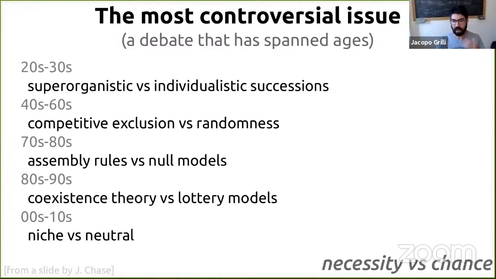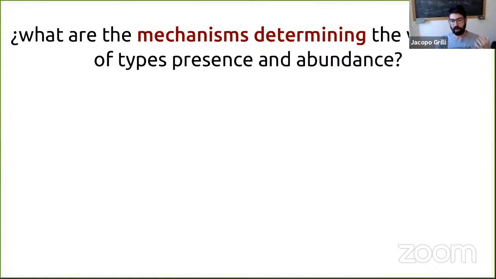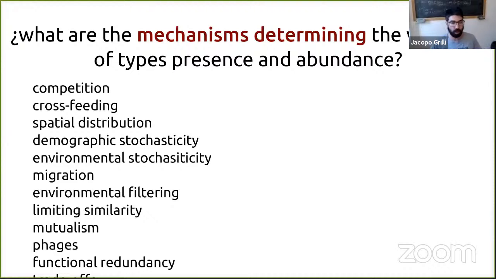So as I said, I will not touch this question directly. The question I will try to attack is mostly about variation of species, and is related to what are the mechanisms that determine the variation of species presence and abundance. And in the microbial, but also in the non-microbial world, you can name many, many different ecological forces that for sure have an effect on species presence and variation in abundance.